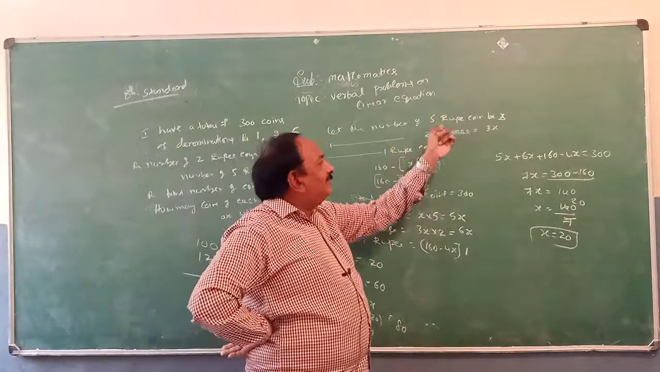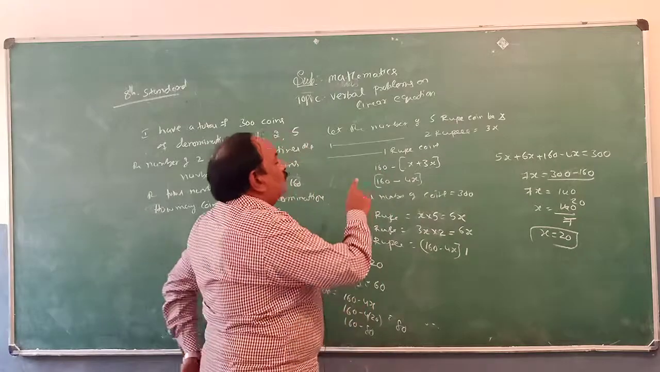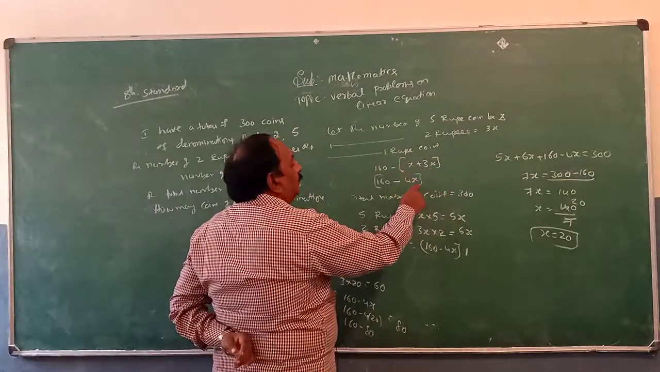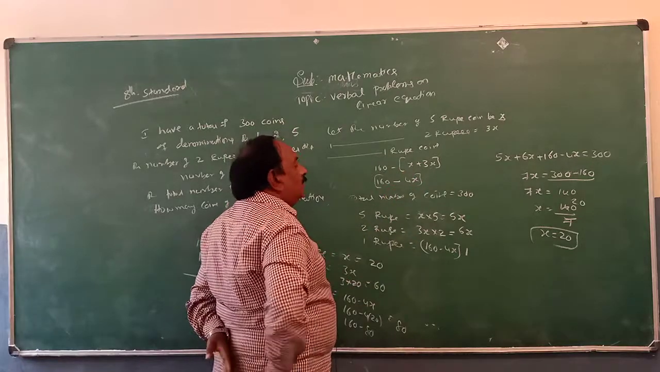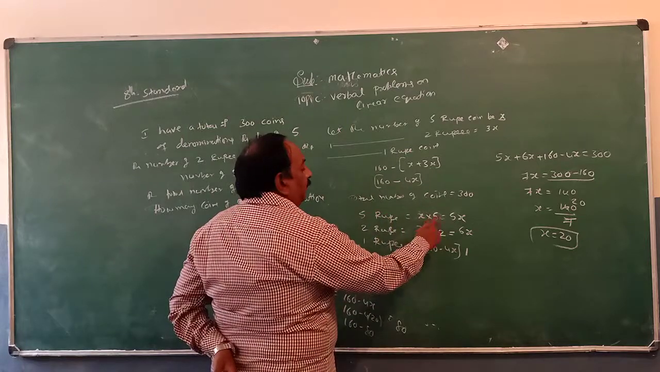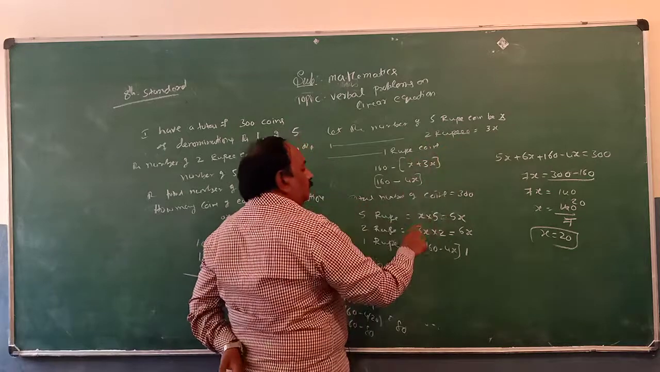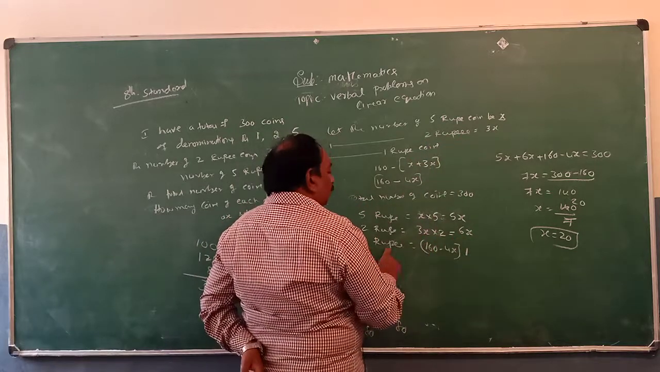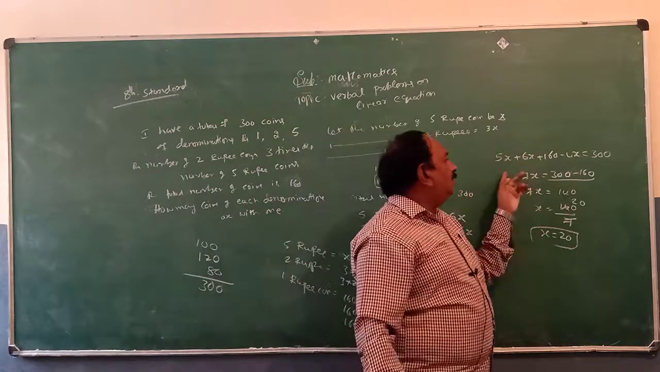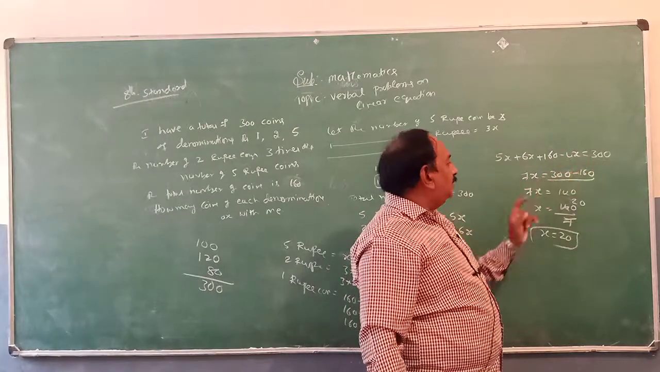Let the number of 5 rupee coins be x. 2 rupee coins thrice, 3x. 1 rupee coins total 160 minus x plus 3x, 4x, 160 minus 4x. Total number of coins is 300. 5 rupee coin x into 5, 5x. 2 rupee coin 2 into 3x, 6x. 1 rupee coin 160 minus 4x. So 5x plus 6x plus 160 minus 4x is equal to 300.